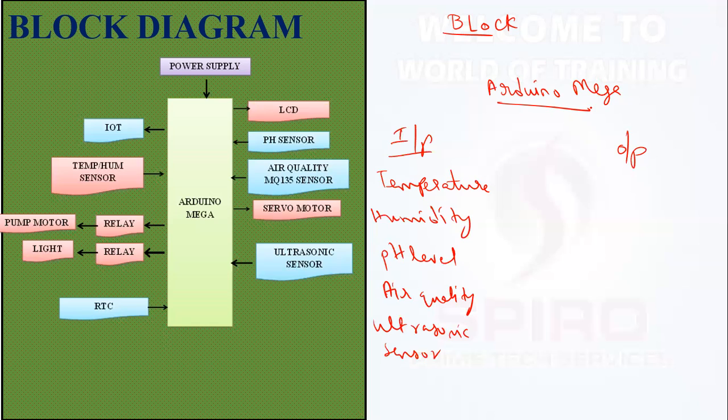Output. The output is displayed on the LCD display. A servo motor is used to feed food, and a pump motor and light are used to fill water and maintain temperature. Everything is displayed in IoT.